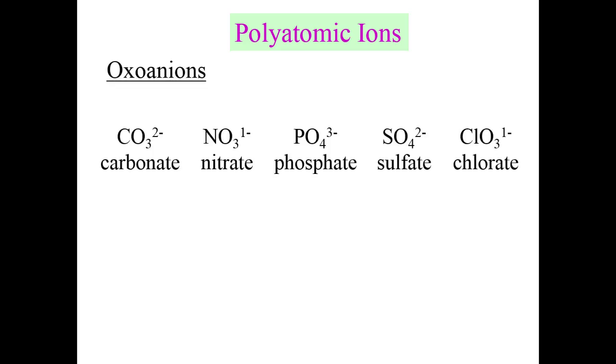Start with this series of ions: carbonate, nitrate, phosphate, sulfate, and chlorate. Notice that all of the names end in "ate." You may be trying to figure out what "ate" stands for. Notice that it is not the charge, as these have different charges. It's not the number of oxygen atoms, as these have different numbers of oxygen atoms. Actually, the "ate" suffix is related to the oxidation state of the non-oxygen atom.